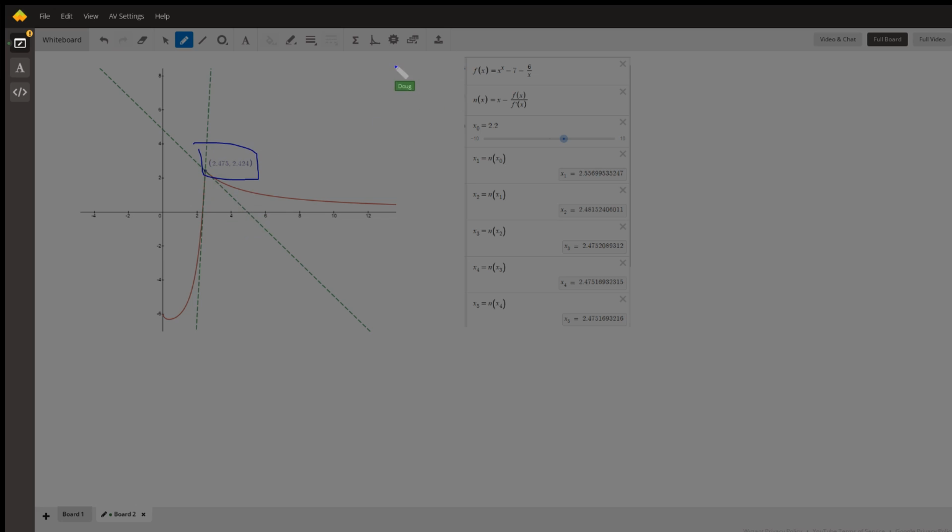And here's Newton's method applied to this function right here. About x sub 5, the decimal starts repeating. So 2.475169 3216 to several decimal places is the value of b.